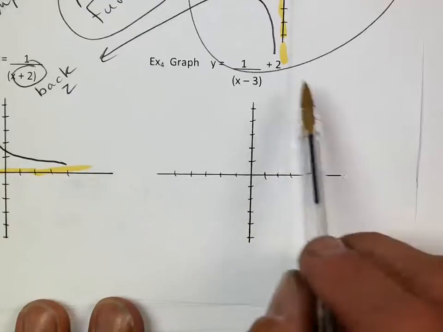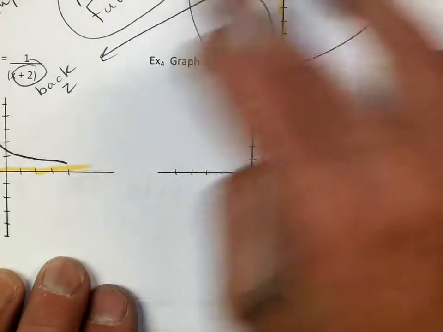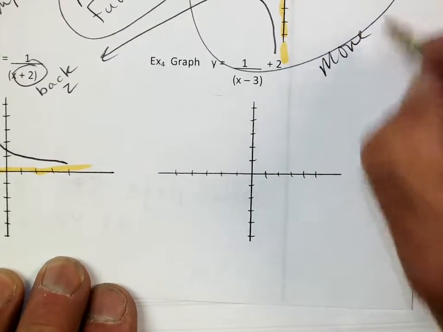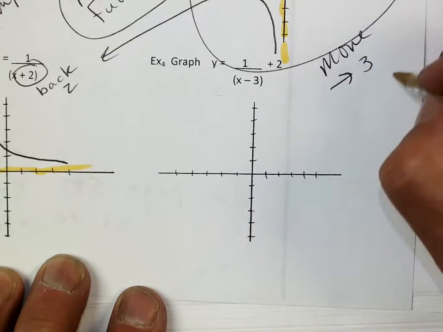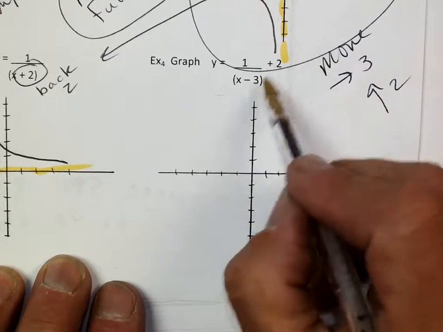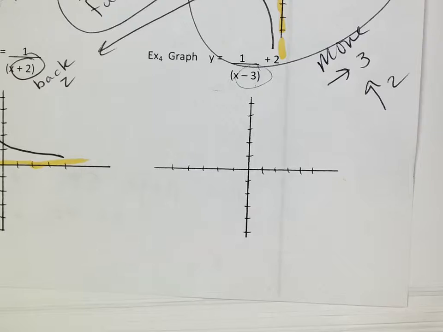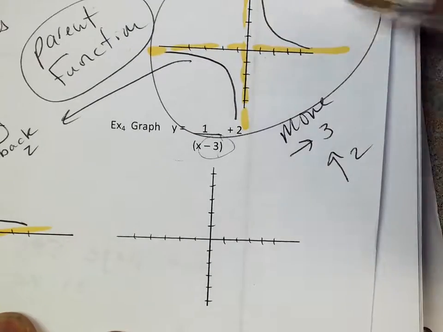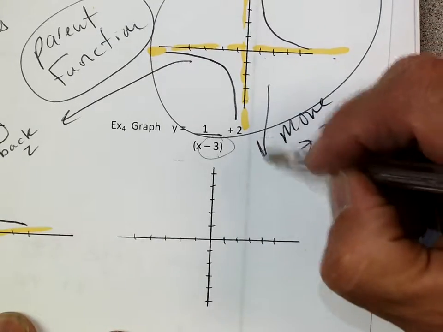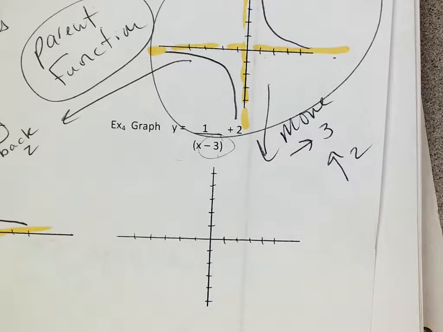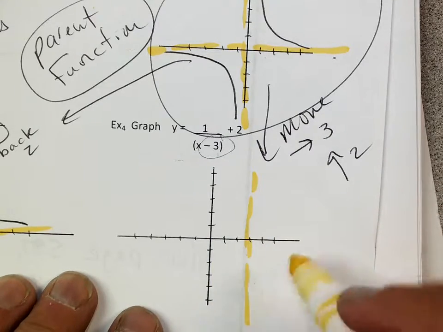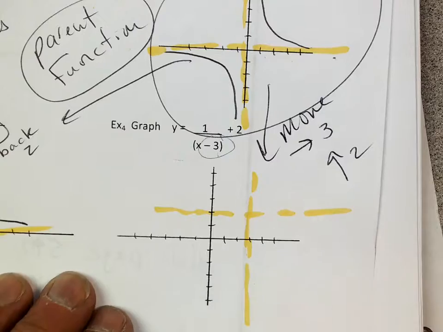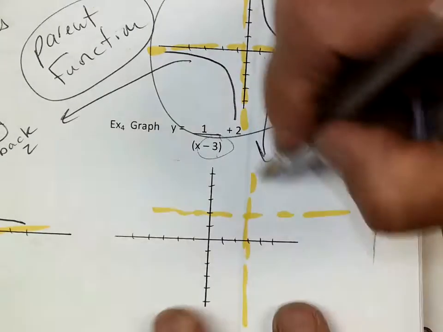So example 4, let's move this one. We're going to move this graph forward 3, and we're going to go up 2, because we're going to go the opposite of that. So let's take this graph here and move it forward 3. So let's take the asymptotes. We're going to go over 1, 2, 3, and then up 2. We're going to graph it in.